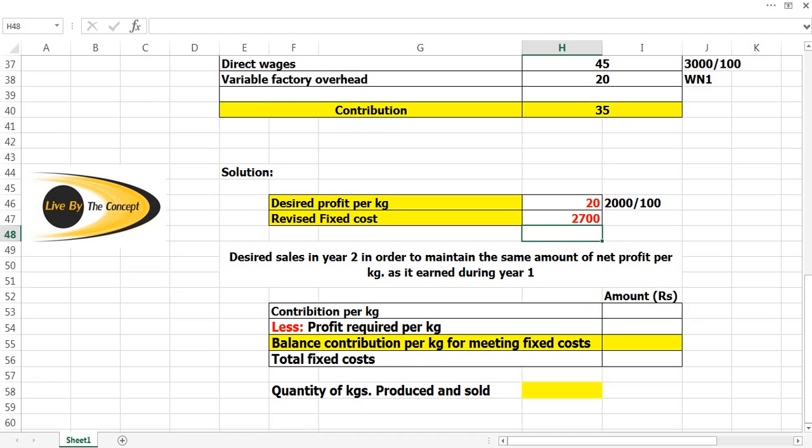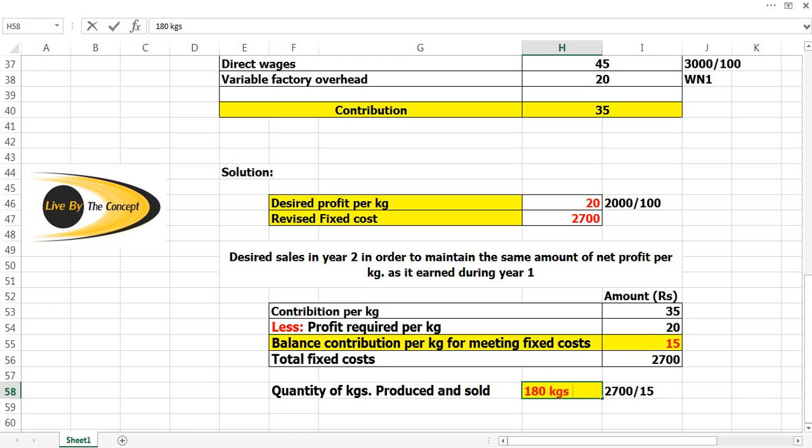Now from the total 35 contribution which I am having, from that 20 rupees I will allocate towards the profit. So the balance, that is 35 minus 20, that is rupees 15, will be utilized to recover the fixed cost of rupees 2700. So what are the number of units we are supposed to sell in order to recover this 2700 and to have the net profit per kg of 20? So it is 2700 divided by 15, which gives us 180 kgs.